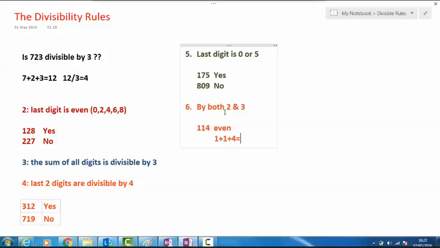Is 308 divisible by 6? 308 is even, so it passes the 2 rule. But 3 plus 0 plus 8 is 11, and 11 divided by 3 is 3 2/3. So 308 is not divisible by 6.